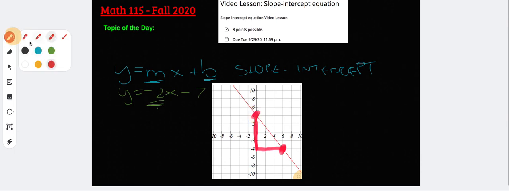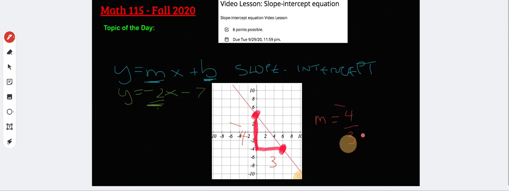So I'm going to count down from there, 1, 2, 3, 4. That's down by 4. And then my run is 1, 2, 3. So it's over 3. So my entire slope here is -4 over 3. And this is one of those decimal values. It doesn't terminate. It's going to be -1.3333. You cannot write that. You got to leave it in fraction form if you want to get this answer right.